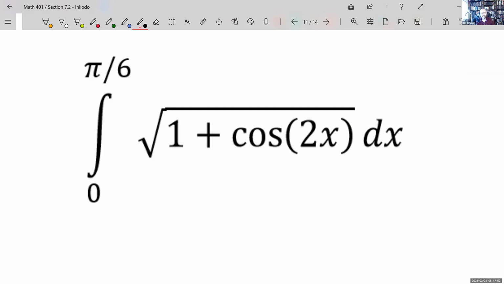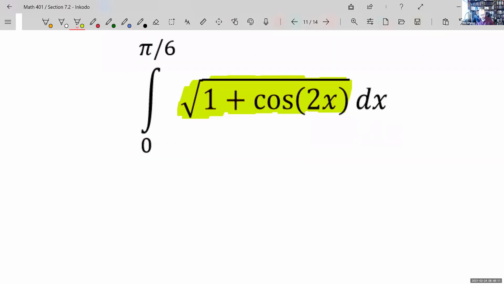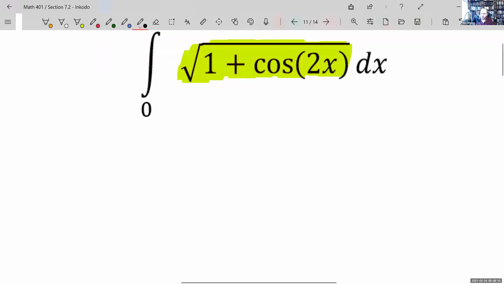Look at this and ask yourself, is this similar to something you've seen before? Is this structure, the square root of 1 plus cosine of 2x, similar to something you've seen before? What does it sort of look like? Power reduction, good. What is missing is a 2 in its denominator. But guess what you can do? You can force a 2 in its denominator.